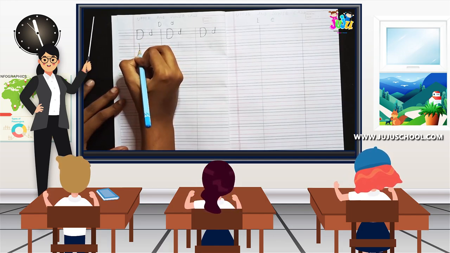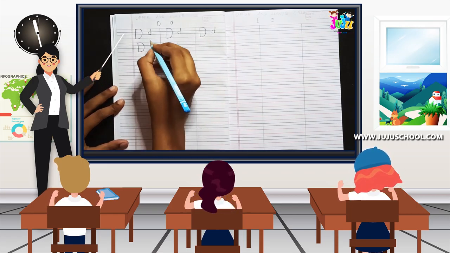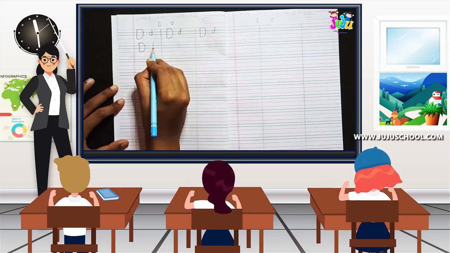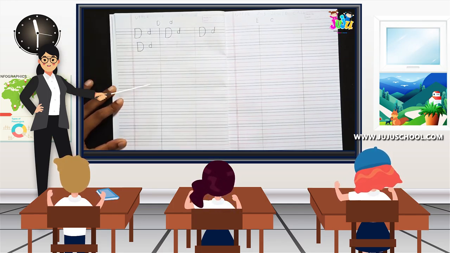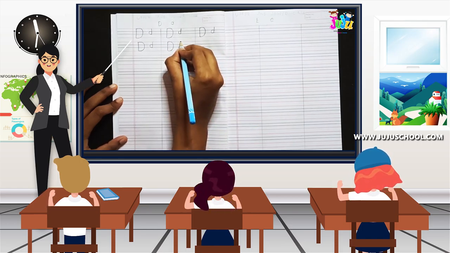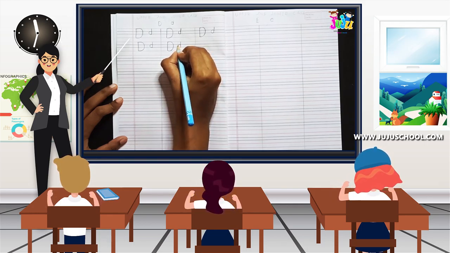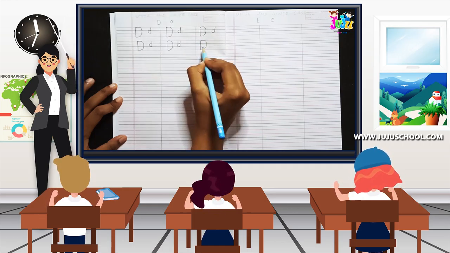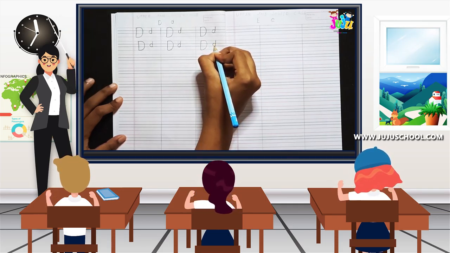Go to the top, draw a straight standing line and a left curve roundabout, and this is uppercase D. And for the lowercase, go to the top, draw a standing line from the first red line to the last black line, and in between the two black lines, draw a right curve roundabout. That's it. And again, go to the top, a full left curve, and again the standing line till the third line, and in between the first and the second black line, draw a right curve. That's it. We are done.